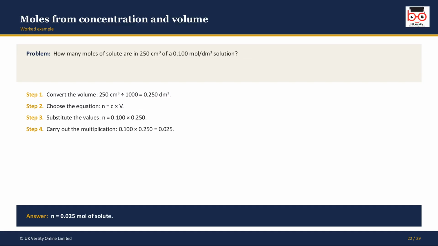Now let's find moles from a concentration and volume. How many moles of solute are in 250 cubic centimeters of a 0.100 moles per dm cubed solution? First, convert the volume. 250 cubic centimeters divided by 1,000 is 0.250 dm cubed. Then choose N equals C times V. Substitute in N equals 0.100 times 0.250. That multiplication gives 0.025, so there are 0.025 moles of solute.